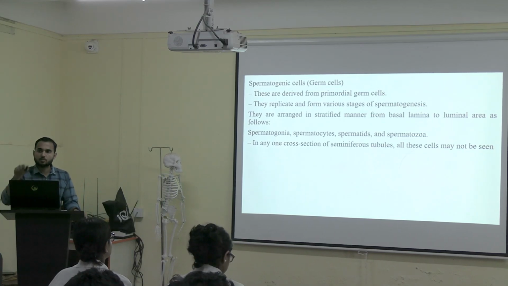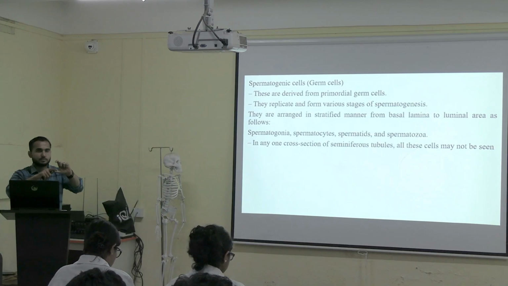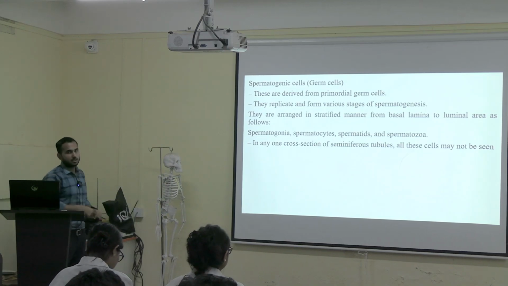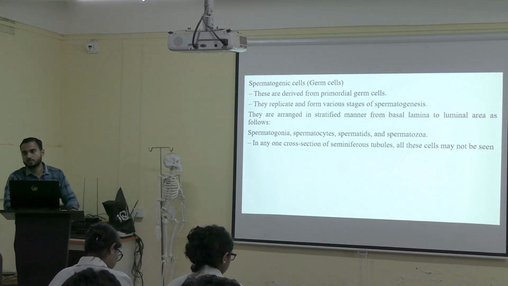So whenever you are looking at the slide, in the basal part of the lumen you will be getting the spermatogonia. Above this you will get spermatocytes, above this spermatids, and then spermatozoa. This is the arrangement of the spermatogonic cells.